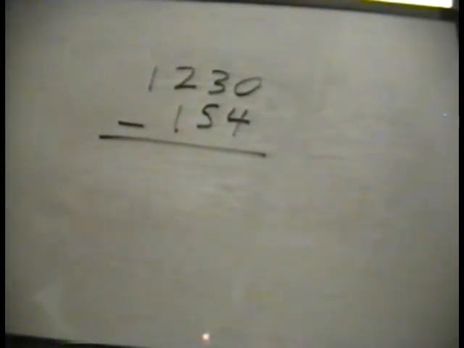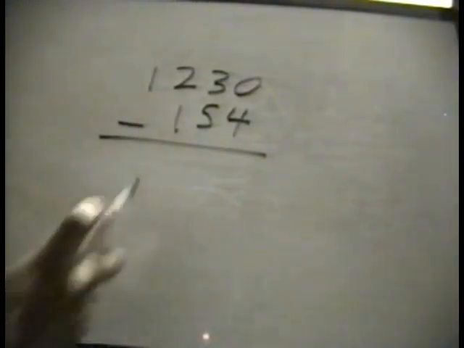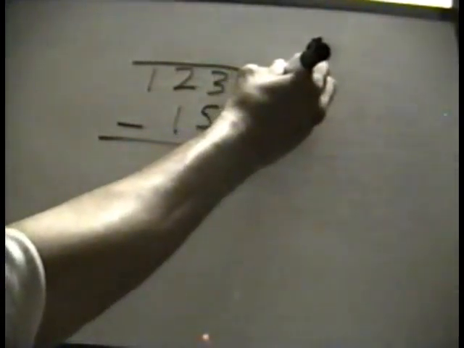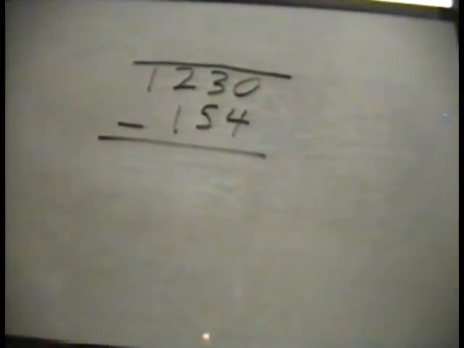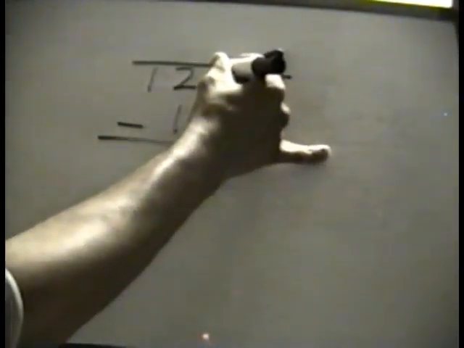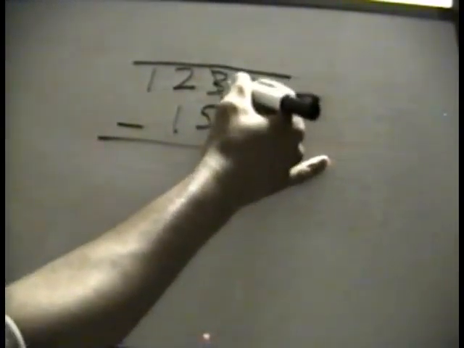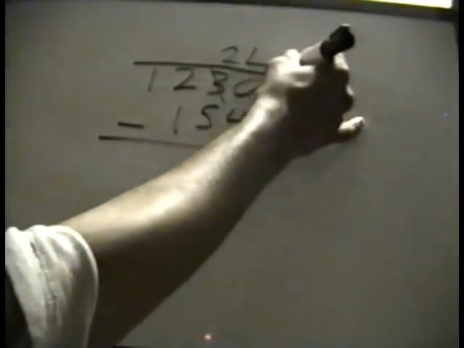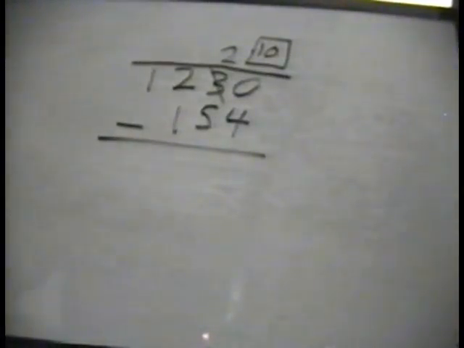We have 1,230 minus 154. Now we're going to subtract 4 from 0 first. Subtracting 4 from 0, we cannot. Okay, we draw a line above the top numbers. You must borrow from the tens place, or borrow from 3. 3 becomes 2. Now this 0, excuse me, becomes 10.